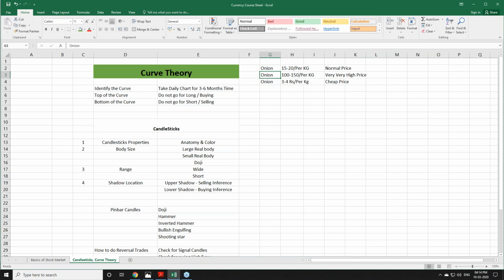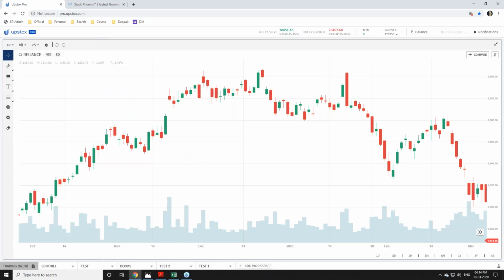So this is what we are going to identify based on the graphical patterns, based on the curve theory. No big technical analysis is required to understand this simple analysis. We just have to open a chart.